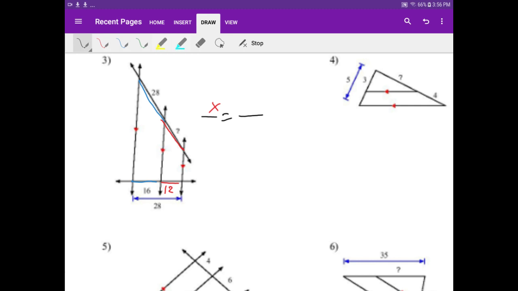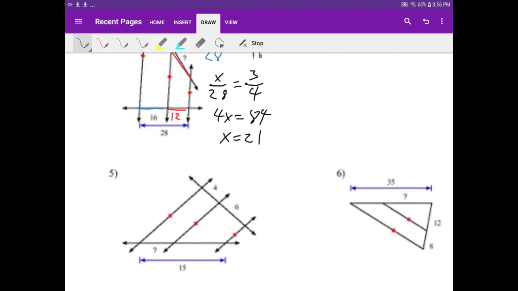another proportion. You have x divided by 28. And then on the bottom you have 12 divided by 16. This should be blue, 16. I'm going to make this a little bit easier on myself. I'm going to do x over 28 equals 12 over 16 reduces to 3/4. So then it's 4x equals 28 times 3 is 84. Then divide by 4, you get x equals 21.